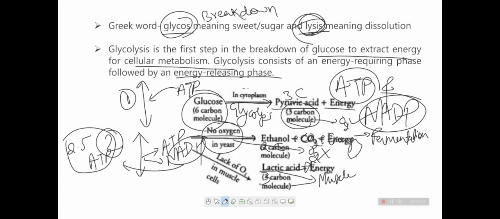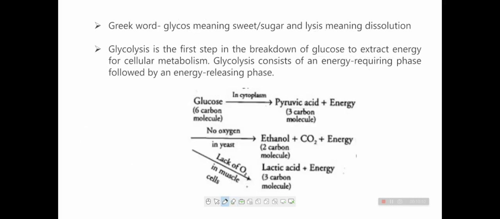Right? So these are the three processes by which a glucose molecule can be broken down. First process is glycolysis, that occurs in the presence of oxygen.